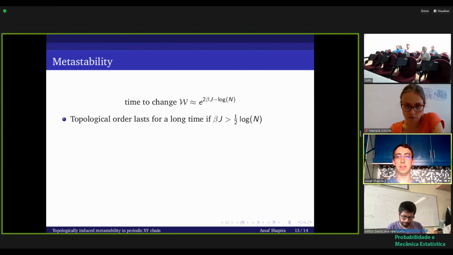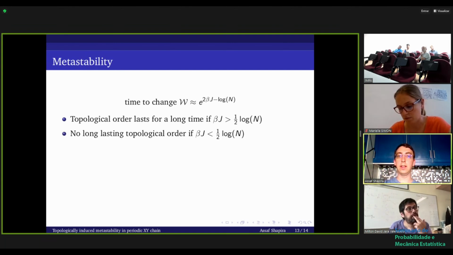So if beta j is 3/4 log n, and I take n to be very large, then the time that I stay in a given metastable state, in a given winding number, is going to be very long. On the other hand, if beta j is smaller than 1/2 log n, then the time to change winding number is going to be extremely fast. So the second I enter a certain winding number, I'll leave it, and there is no long-lasting topological order.